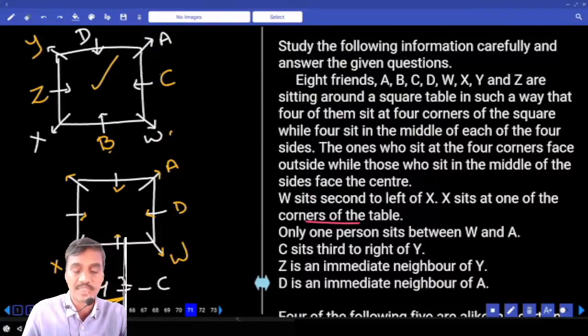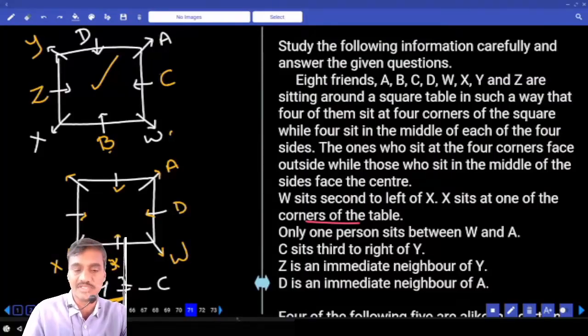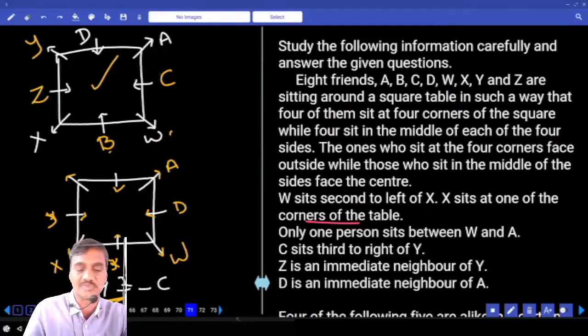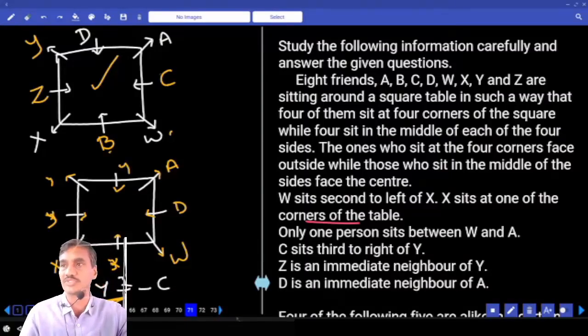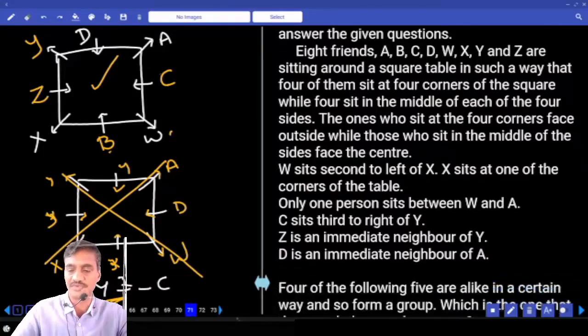Now if you come back to the second case, because we are already getting the first one, in this one, Y and Z: Y cannot be at this place because C has to be immediate right of Y, which is not possible. Y cannot be here as well. And Y cannot be here. There is no possibility for this Y at all. And the second case becomes invalid. Now we are left with only the first case.